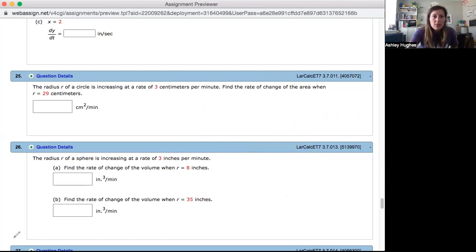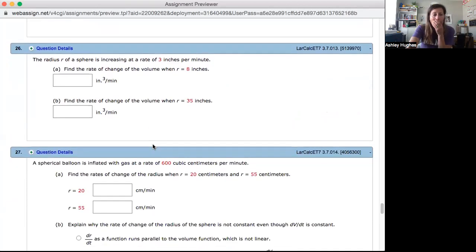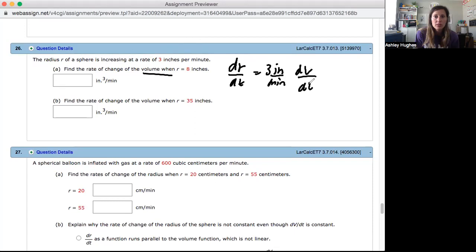Okay, and then we have the radius of a sphere is increasing at a rate of 3 inches per minute. So radius is increasing at a rate of 3 inches per minute. Find the rate of change of the volume when r is 8.